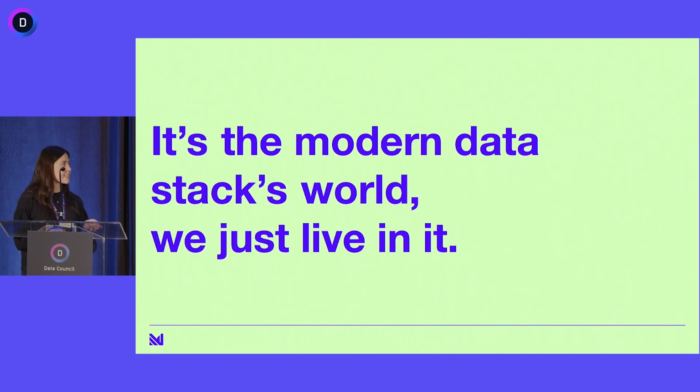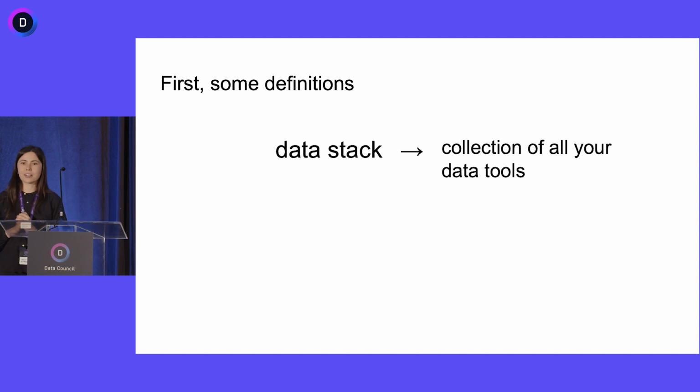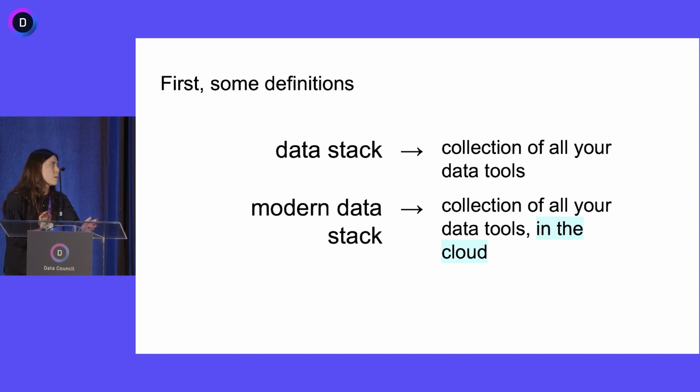It's kind of interesting because I did not know what the modern data stack was until like a month ago. And I work in software, so I wanted to start with some definitions for those of you who might have been in the same boat as me. A data stack is just a collection of all of your data tools. So this is your ingest tools, your transformation tools, your reverse ETL tools, your BI tools, really anything. There's probably 12 categories that I've missed here. And the modern data stack is if your collection of data tools is in the cloud.